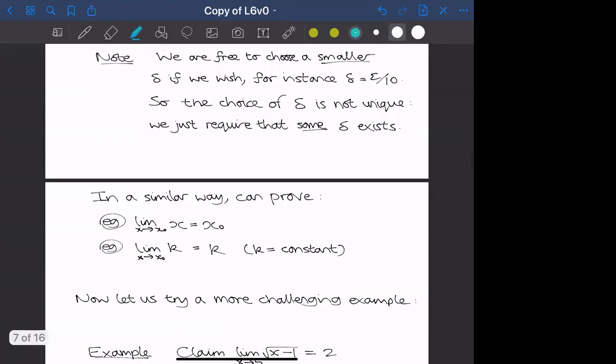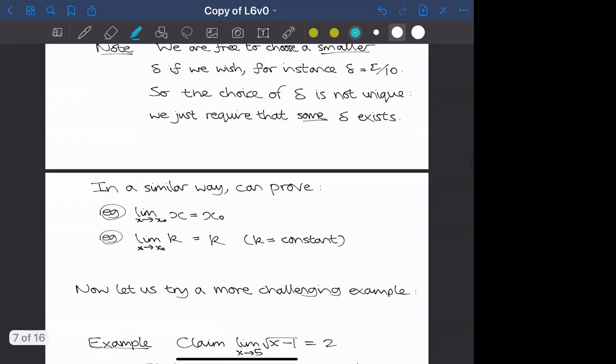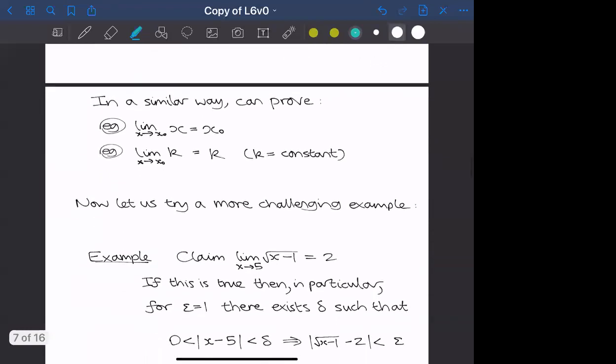Let's try a more challenging example. So I claim that the limit of the square root of x minus 1 as x goes to 5 is 2. So we can prove this from the limit laws. The limit of x, the limit of x minus 1, the limit of the square root of that. So it's 5 minus 1, square root is 2. But let's prove it using the definition.